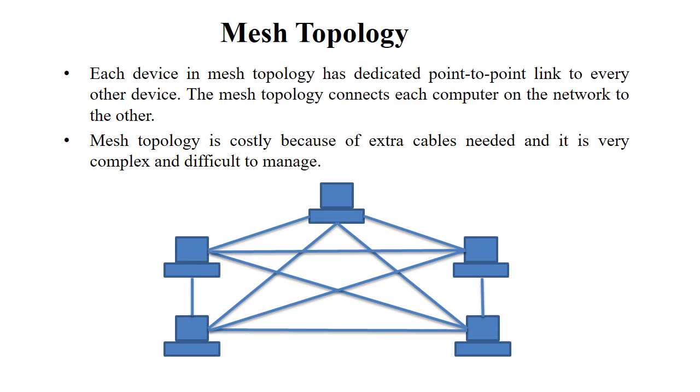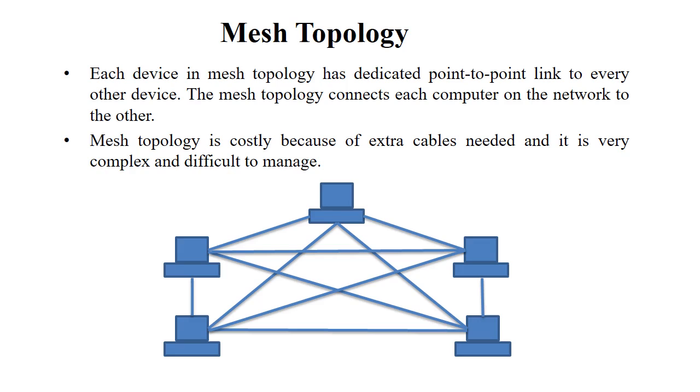Next is mesh topology. Each device in mesh topology has a dedicated point-to-point link to every other device. The mesh topology connects each computer on the network to the others. Mesh topology is costly because of the extra cable needed, and it is very complex and difficult to manage.